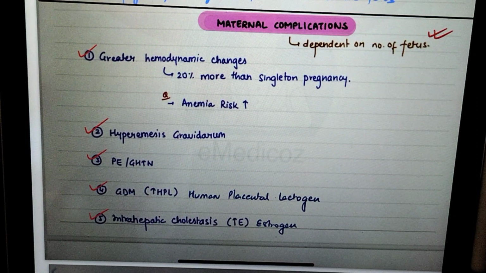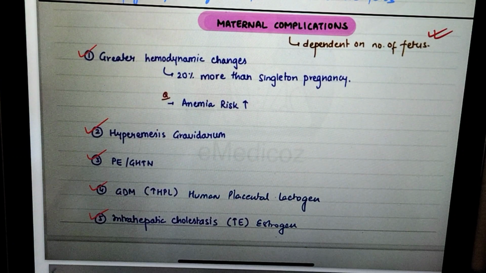This occurs due to increased beta HCG. In this, excessive vomiting is seen, due to which the mother can be required to be hospitalized or require some medication. There is risk of preeclampsia or gestational hypertension.